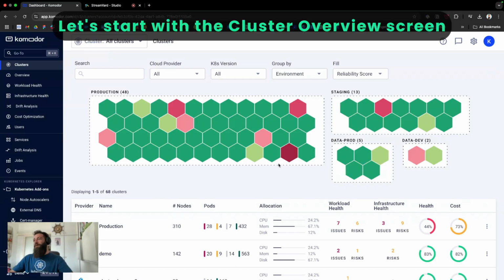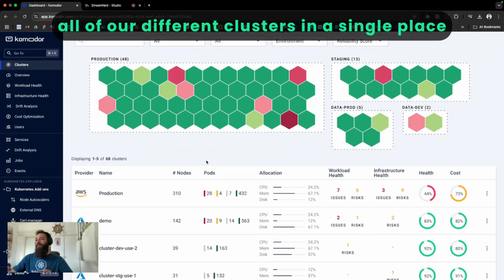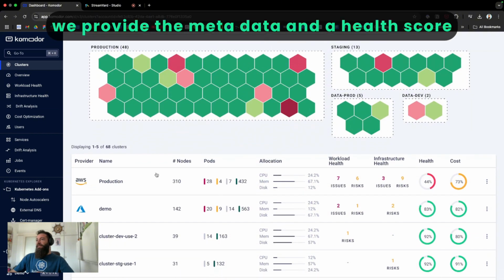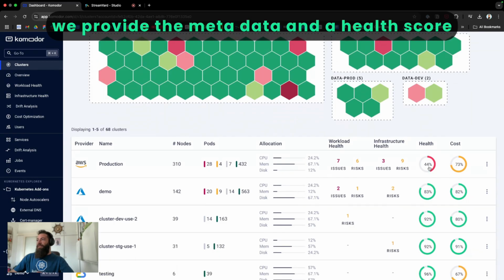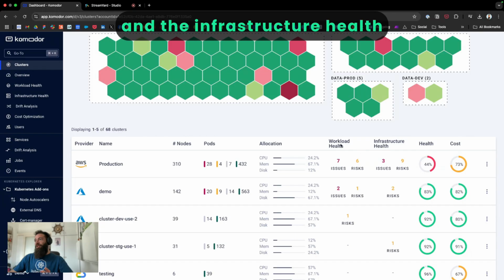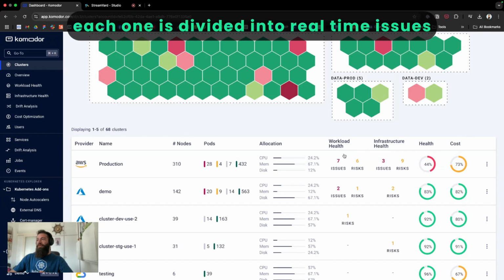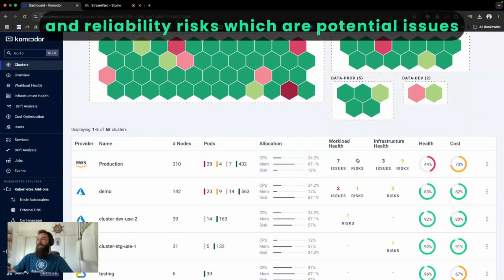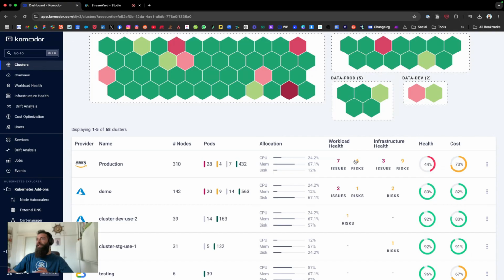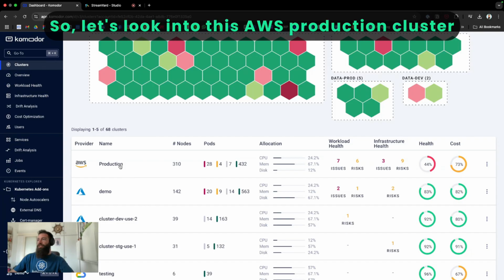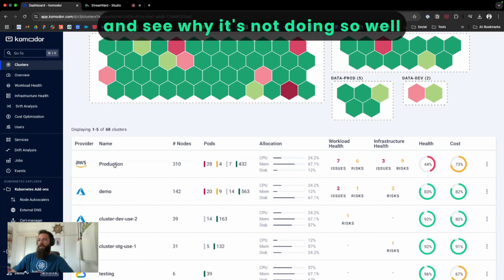Let's start with the cluster overview screen, where we can see all of our different clusters in a single place. For each cluster, we provide the metadata and a health score, which is comprised of the workload health and the infrastructure health. Each one is divided into real-time issues, meaning issues that are affecting you right now, and reliability risks, which are potential issues, which, if not addressed, may become a bigger issue down the line. So let's look into this AWS production cluster and see why it's not doing so well.